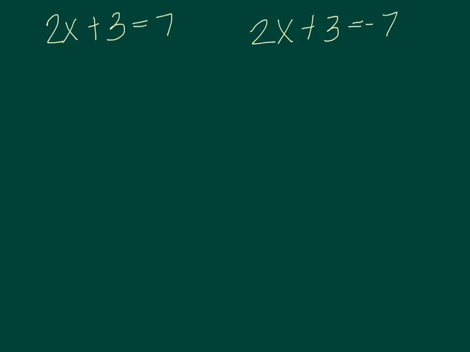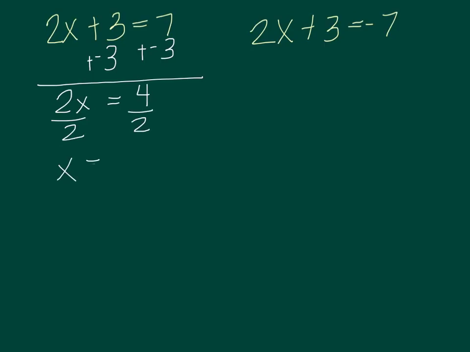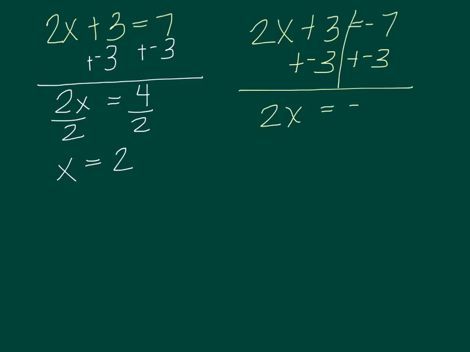Okay, so what you should have done is we're trying to isolate x. So I'm going to first start by adding a negative 3 to both sides. And I get 2x equals 4. I'm then going to divide by 2 and get x equals 2. On the second one, again, I'm going to add a negative 3 to both sides. Again, I'm isolating that variable, so I'm going to get 2x equals negative 10. Finally, we're going to divide by 2, so x equals negative 5.